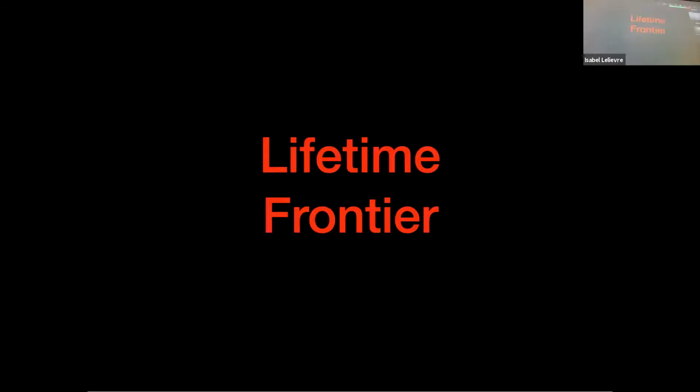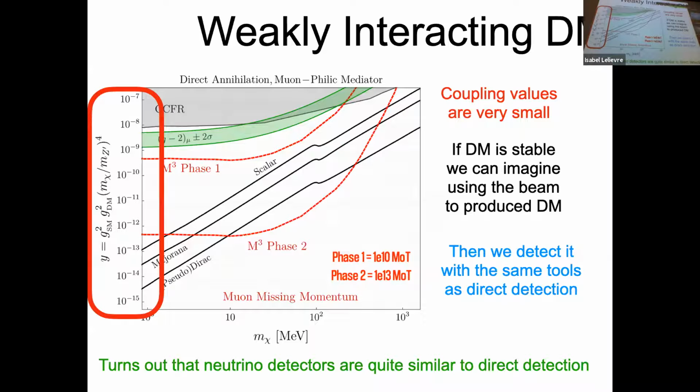Now I want to talk about what some people like to call the lifetime frontier. Just to preface this, taking one of the previous plots, as a reminder, we're going to very small coupling values. And these small couplings mean that things can be long-lived. When the couplings get very small, your dark photon can be long-lived, and looking for long-lived particles turns out to be a great way to probe very small couplings. It's also nice because there's not so much background for long-lived particles.